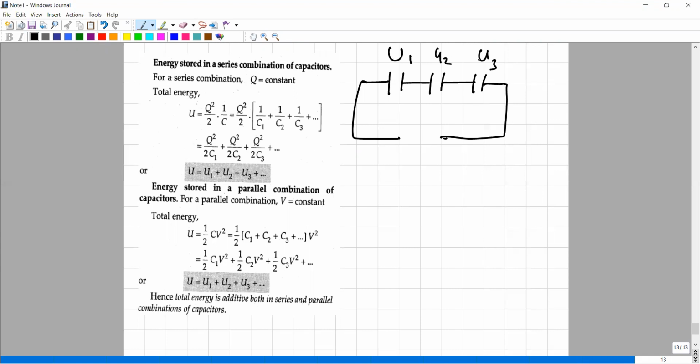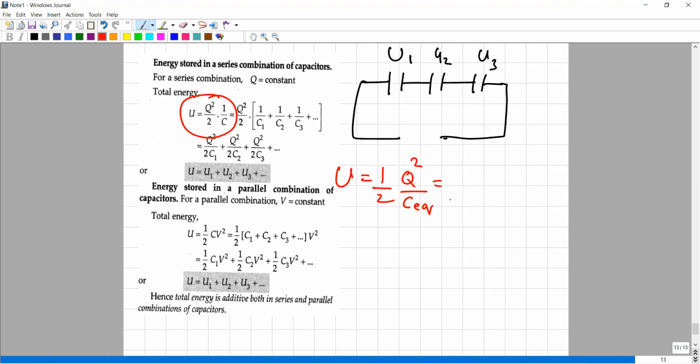So if I add up the energy stored in the individual capacitors, what will happen? We know that energy is equal to half of q square by c. Total energy, the expression will be half of q square by c. Just now we have done this. But if I say c, what is this c? C is the capacitance, but which capacitance? Is it the capacitance of the first, second, or third, or the equivalent capacitance? So if I use this value here, the total energy is equal to half of q square divided by the equivalent capacitance.